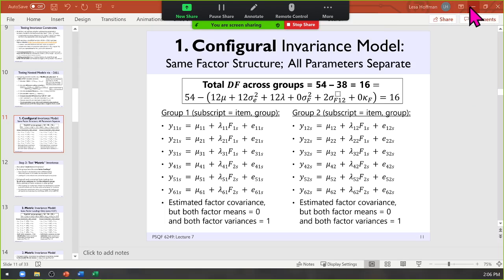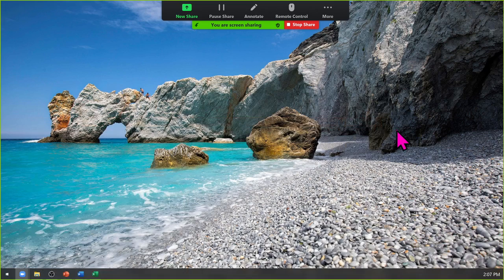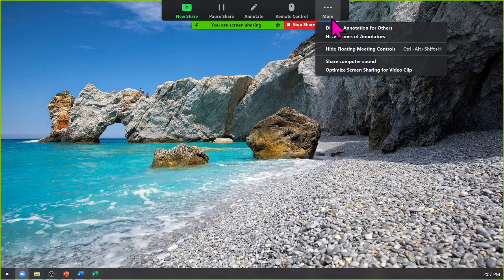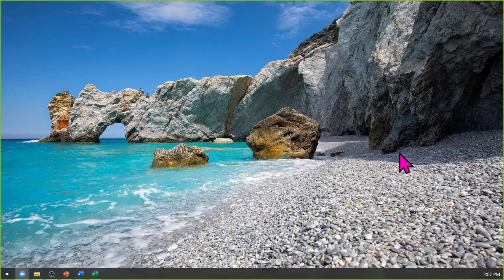No? How about we review? Rather than staring at PowerPoint, let's stare at something prettier. Rocks. There we go. That's a better picture.